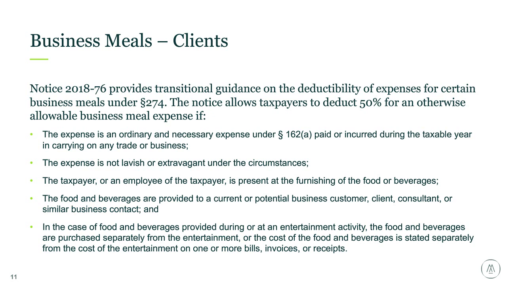So the first requirement, as I talked about in the previous slide, the expense has to be ordinary and necessary under Section 162, paid and incurred during the taxable year in carrying on any trade or business. So that's a pretty general rule where a lot of things get lumped into that particular bucket. And then 274 says, okay, what are the other requirements that you need in order for it to be a deductible meal? This is kind of a facts and circumstances one.